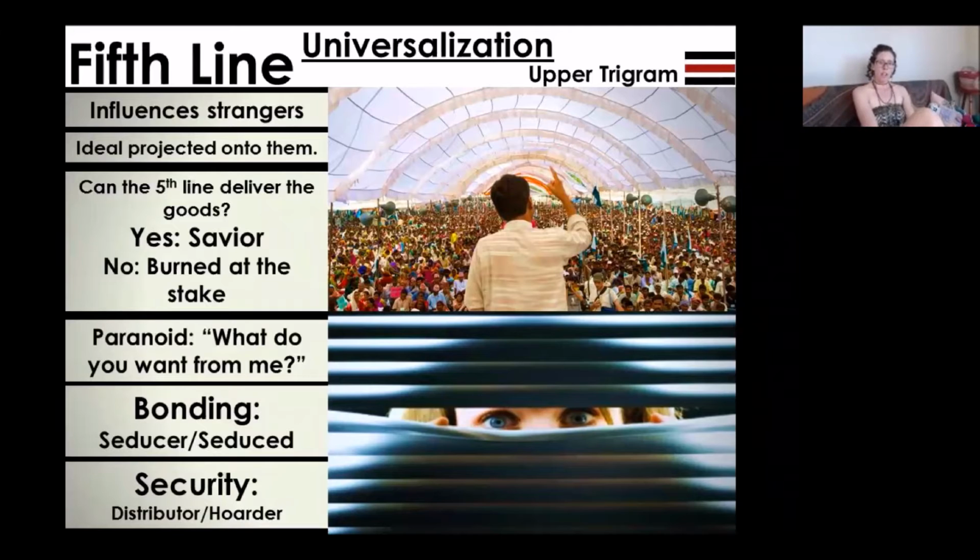The bonding strategy is seducer and seduced. People that are 5s are seductive. They definitely have a seductive quality to them. Their very being is seductive, and that's part of their universalization, is that they kind of seduce you into their vision. Their security strategy is to hoard information, to hoard objects even, and then distribute widely.